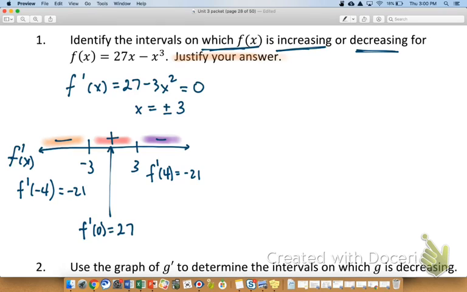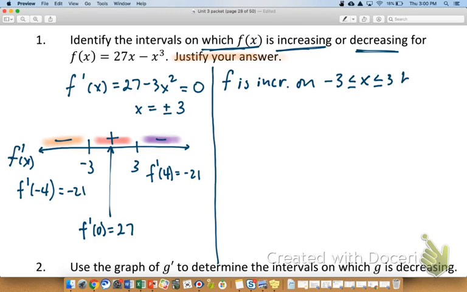So let me give you an example of how I would like you to finish this, justifying your answer. So here we go. I would say f is increasing. You can just use INCR for increasing. We'll all know what that means. F is increasing on the interval negative 3 to 3, because. So I've answered the question. I've said, hey, f is increasing on this interval.